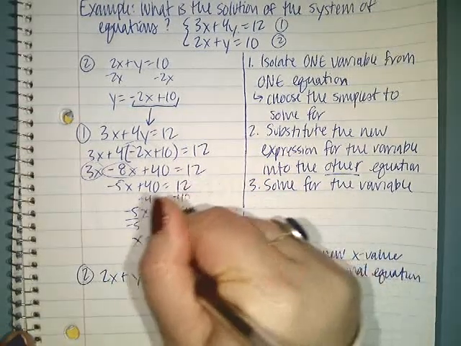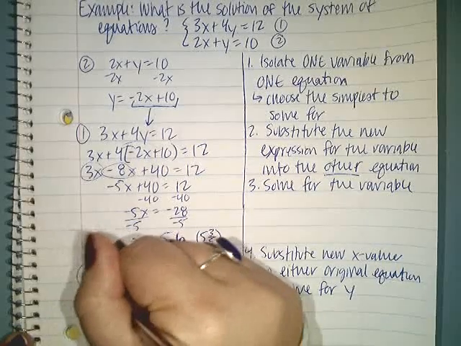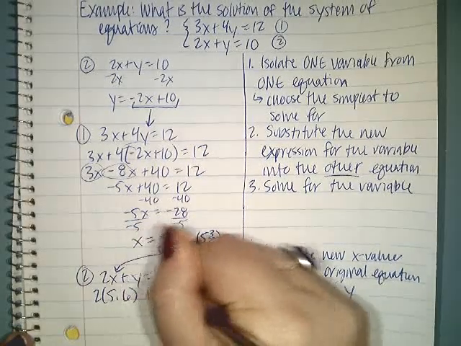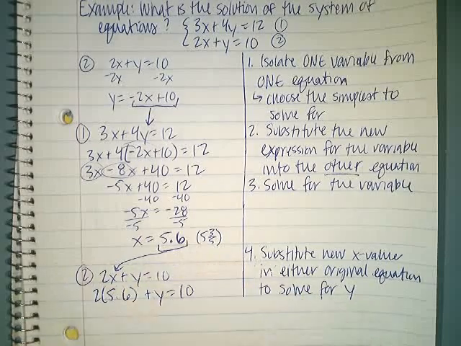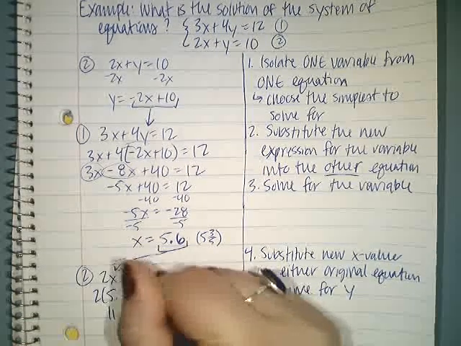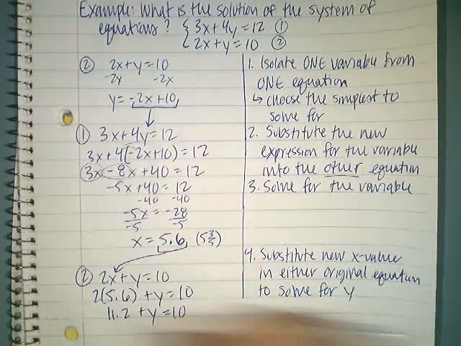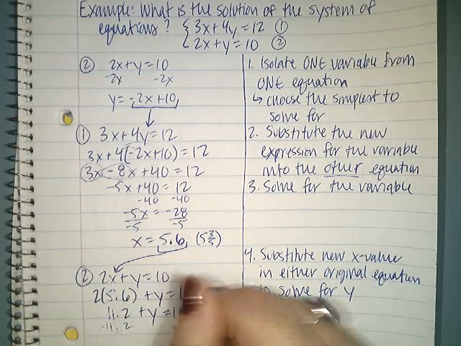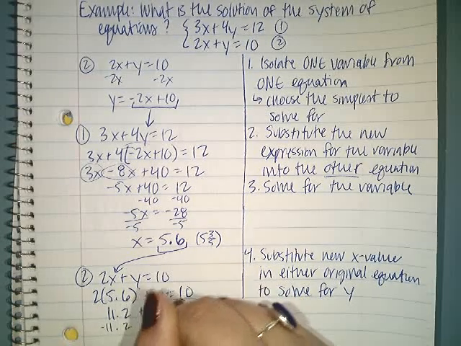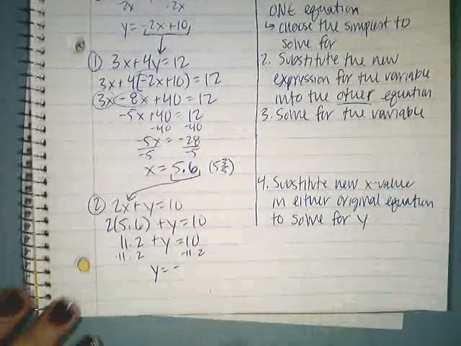I'm just going to take my 5.6 and plug it in for x. So I have 2 times 5.6 plus y equals 10. That becomes 11.2 plus y equals 10. Subtract 11.2 from both sides, and I get y equals negative 1.2.